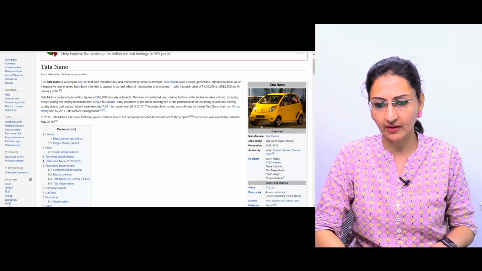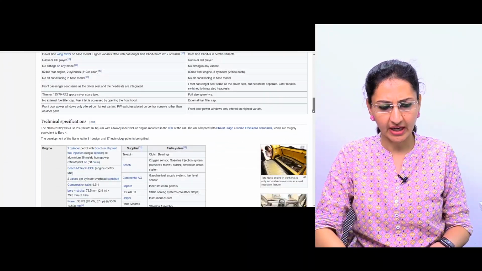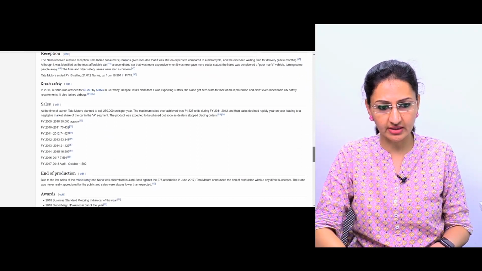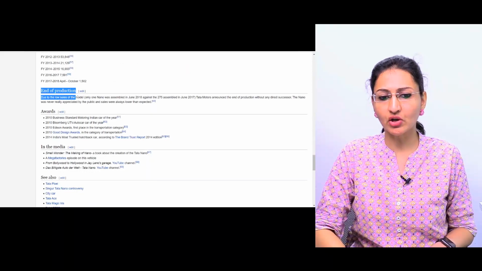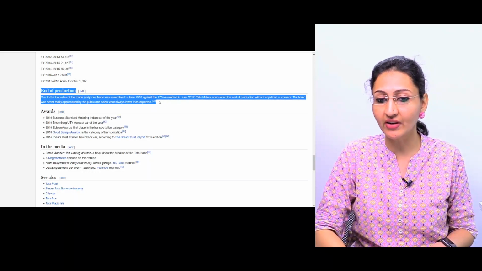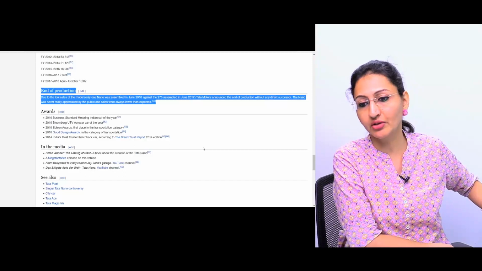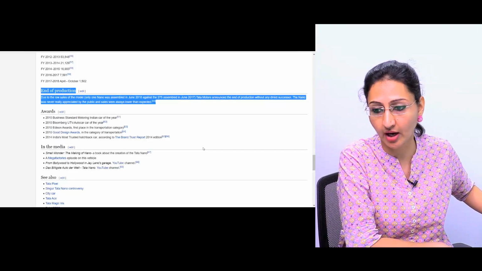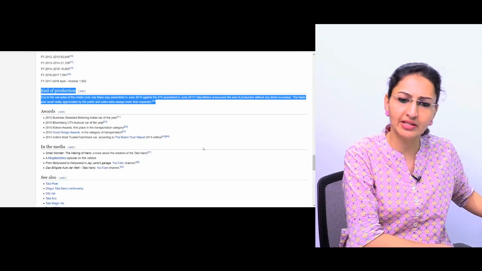So this was the basic thing, because when it was launched, it was a case of heavy booking, and I'll take you to that page where it talks about the complete end of this car. Here it is, end of production. Due to the low sales of the model, only one Nano was assembled in June 2018 against the 275 assembled in June 2017. Tata Motors announced the end of production without any direct successor. That means there was no new announcement of any new car. The Nano was never really appreciated by the public, and sales were always lower than expected.